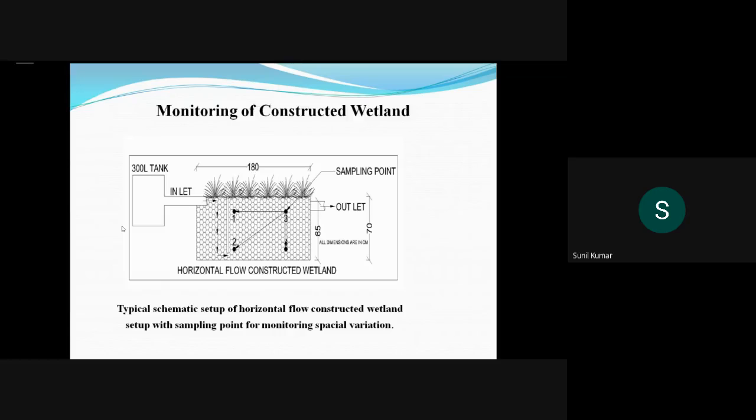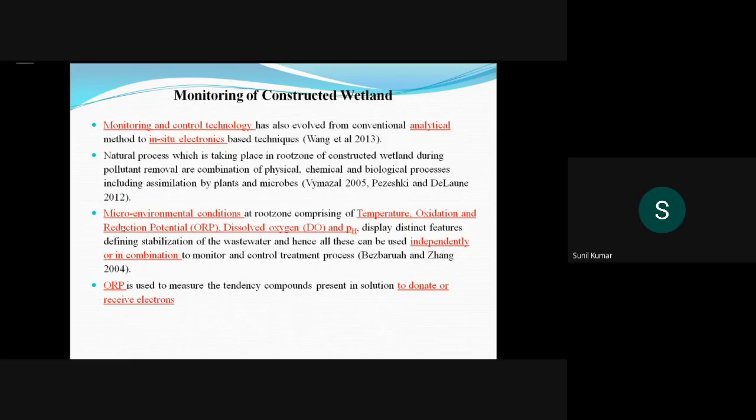How do we identify which process is happening at what level? For this, we have devised a certain monitoring mechanism that is based on the oxidation reduction potential, which we will study in a further slide. So what we consider is that there will be a micro-environmental condition created within the root zone itself, which has temperature variation, dissolved oxygen content, pH variation, and oxidation reduction potential.